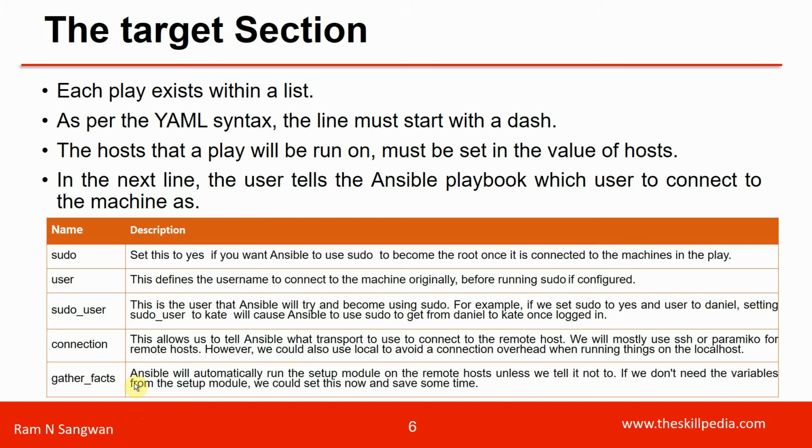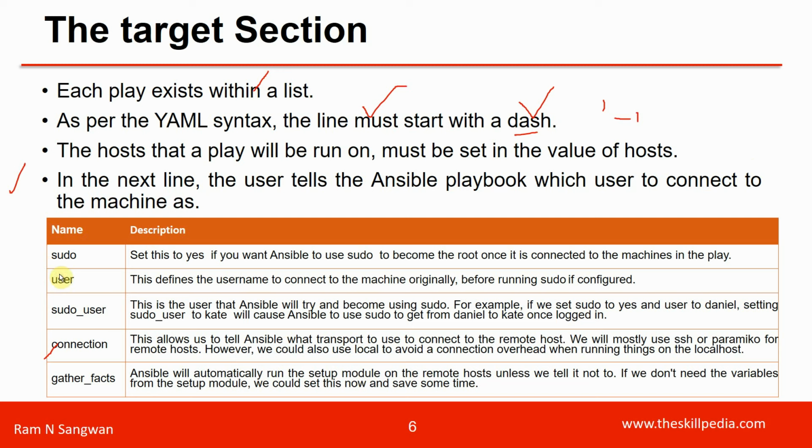So each play exists within a list. So that was the list item. As per the YML syntax, a line must start with a dash. That's what we use, the hyphen or dash. The hosts that a play will be run on must be set in the value of hosts. In the next line, the user tells Ansible Playbook which user to connect to the machine as.